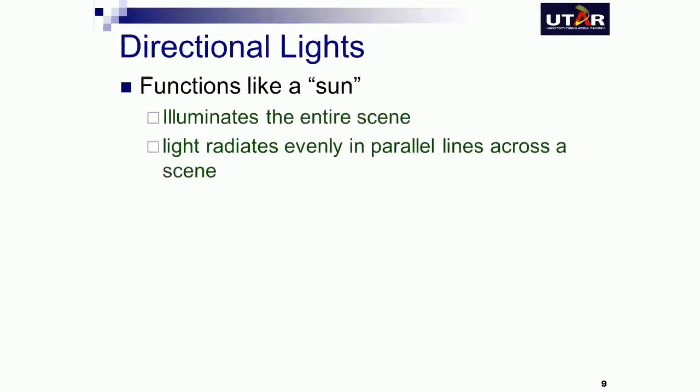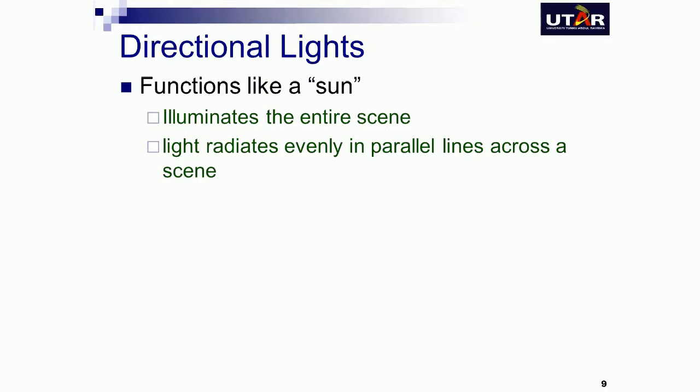Now let's look at the directional light. The directional light is like a sun in that it illuminates the entire scene. So it doesn't matter where the location of the directional light is, the scene will be fully lit in that particular direction. When you move a directional light around the scene, you don't see the lighting effect on the scene change, but you will see the shadows change depending on the angle the directional light is coming from.